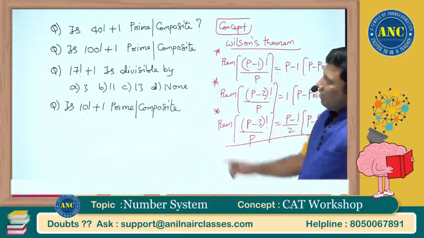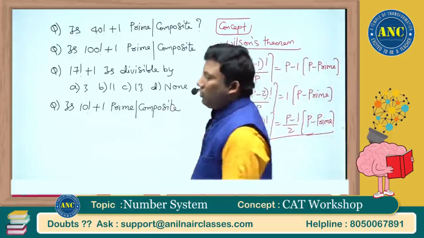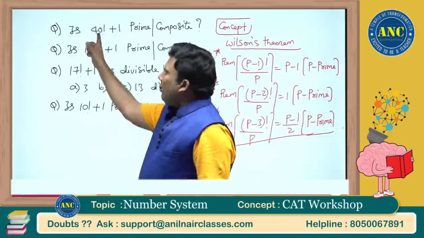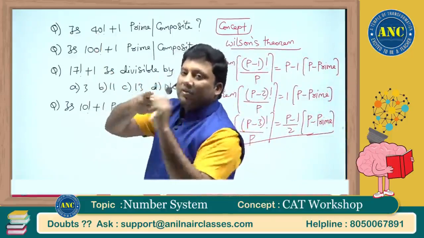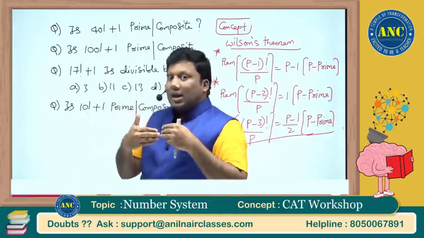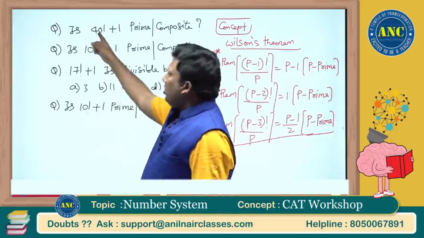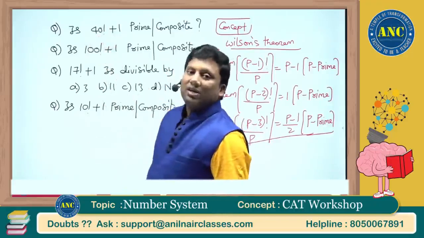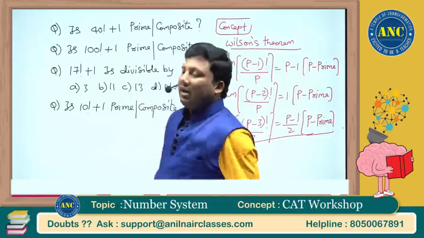Now see here, is 40 factorial plus 1 prime or composite? 40 factorial is divisible by 2, by 3, and so on up to 40, since it is the product of all natural numbers from 1 to 40. So these are divisible, but the 1 is not. So you have to find a prime number greater than 40.